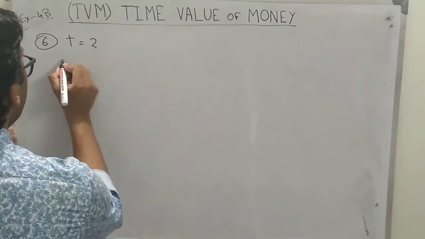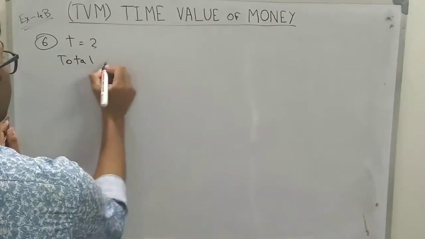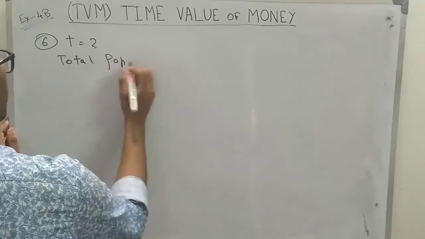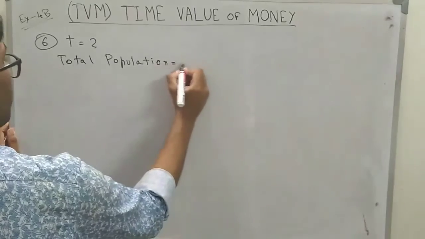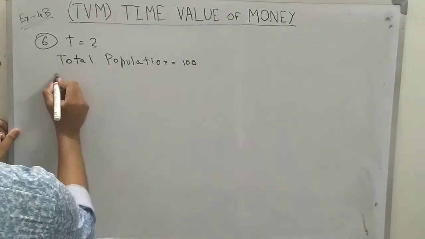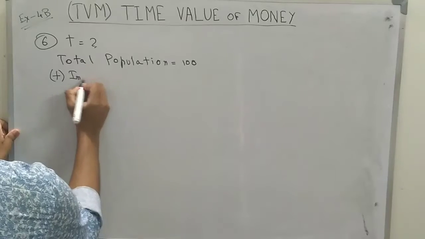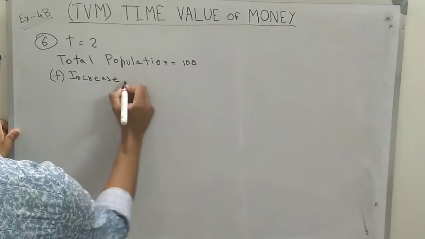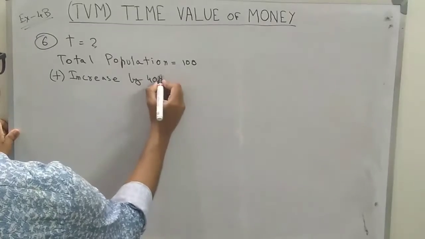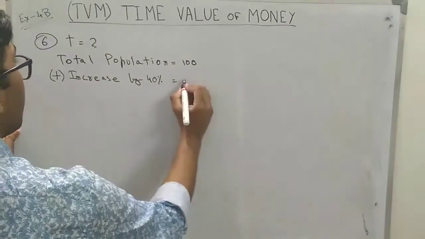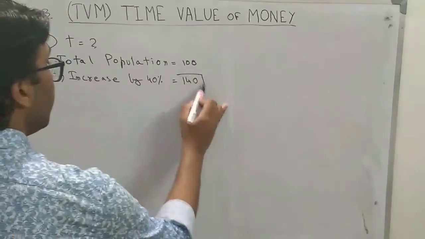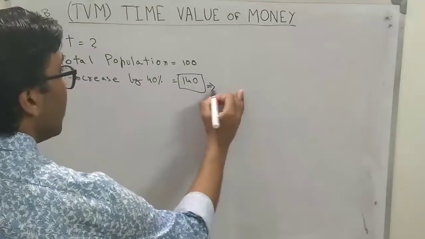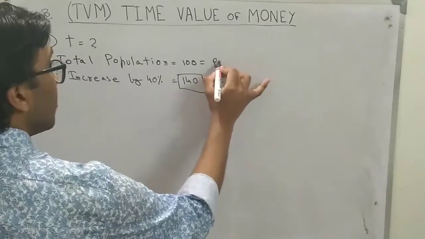Now let us assume the total population be 100 plus increase by 40%. That means the net amount will increase to 140 because it is increasing by 40%. That means this is the future value and 100 is the present value.